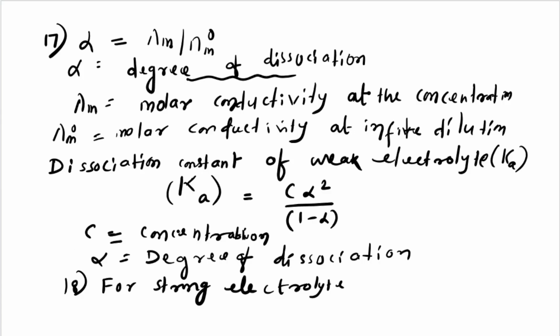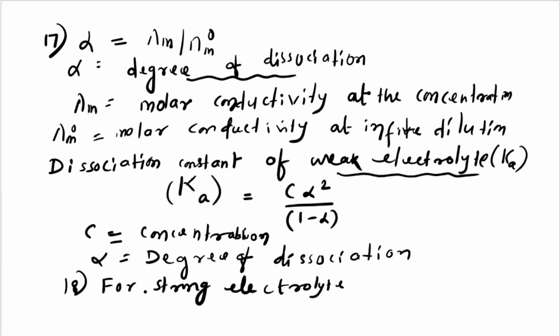Dissociation constant of a weak electrolyte, K. I told you the dissociation constant is very important for weak electrolytes. It is represented by Ka, which equals C alpha square by 1 minus alpha, where C is the concentration and alpha is the degree of dissociation.